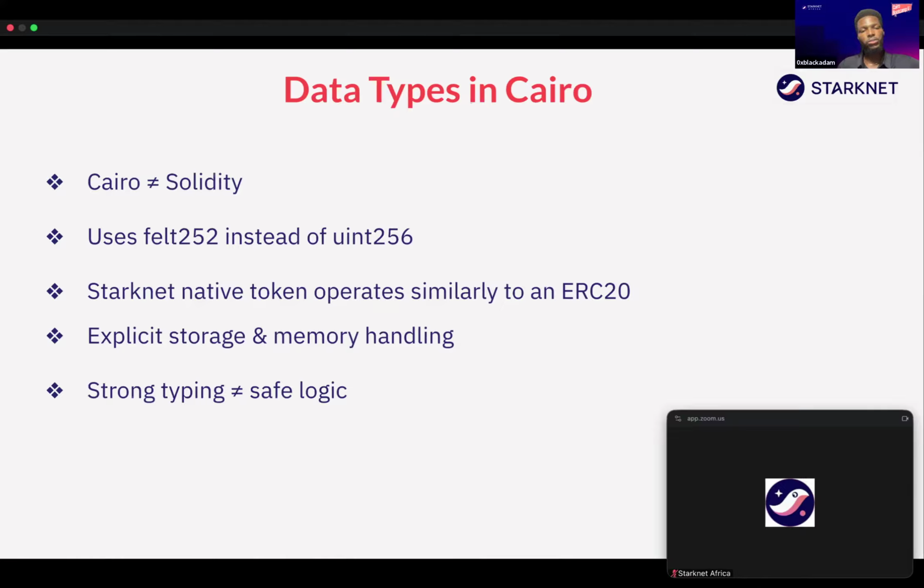And also, with Cairo, there is no native token operation; the native token on Starknet is an ERC20. Unlike Solidity, where you have msg.value when you want to send the native token, on Starknet it behaves like an ERC20. So you're basically working with ERC20 when you're dealing with the native token on Starknet. Cairo uses felt252 instead of uint256. The default data type for variables in Cairo is felt252. And then you have to declare storage and memory handling explicitly.